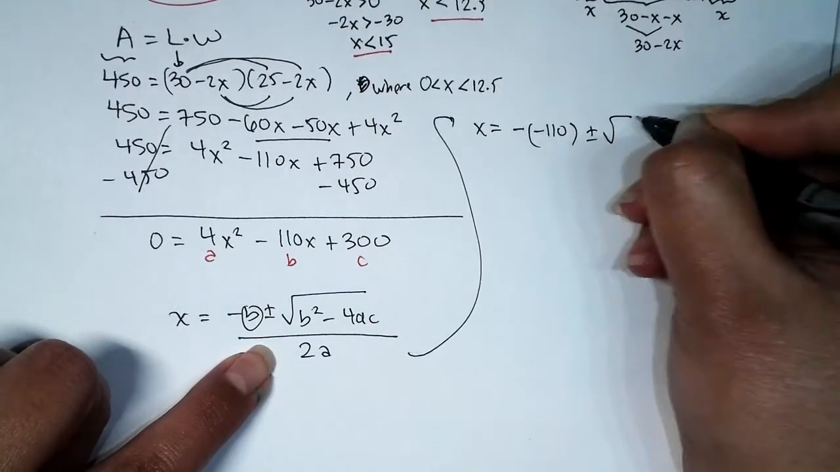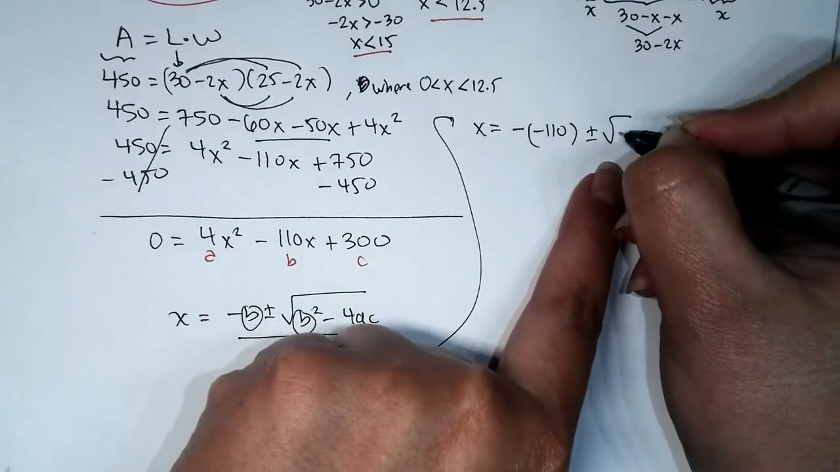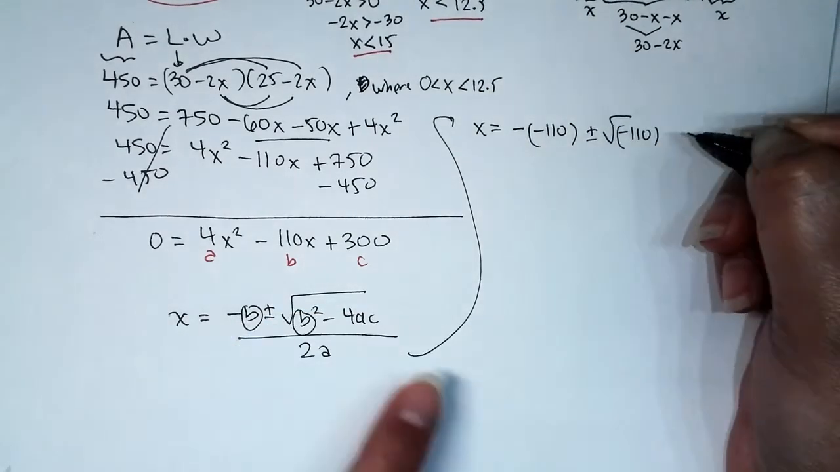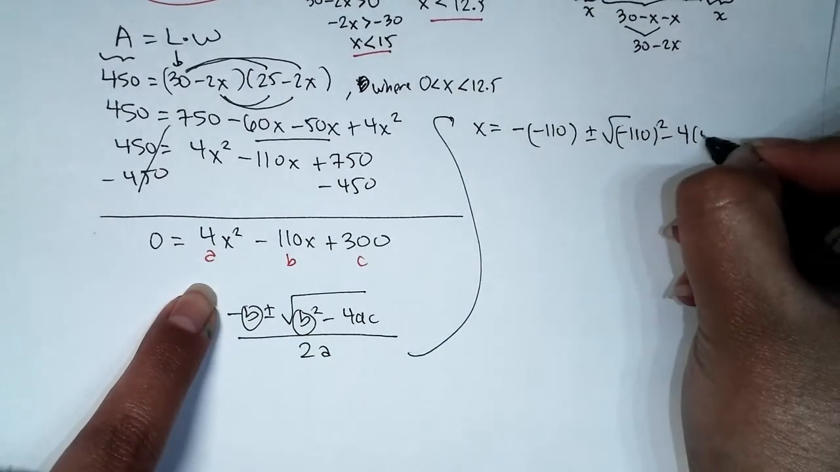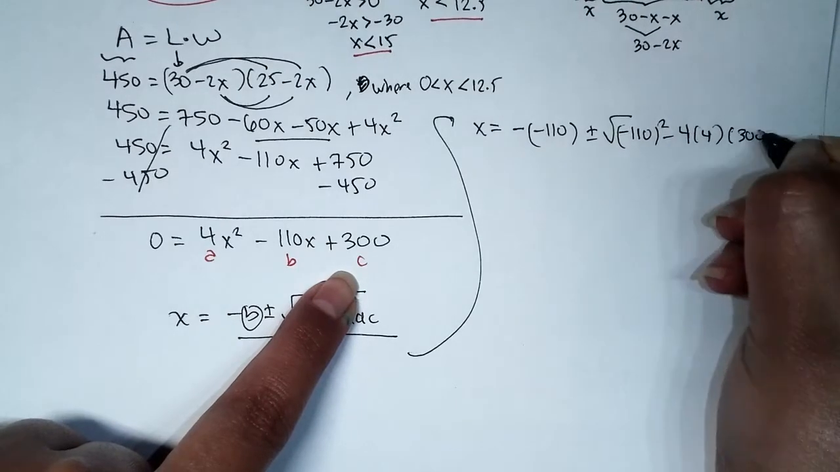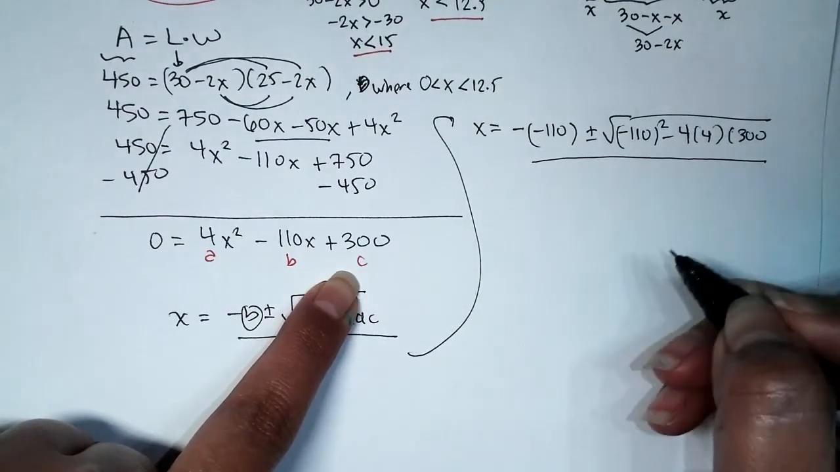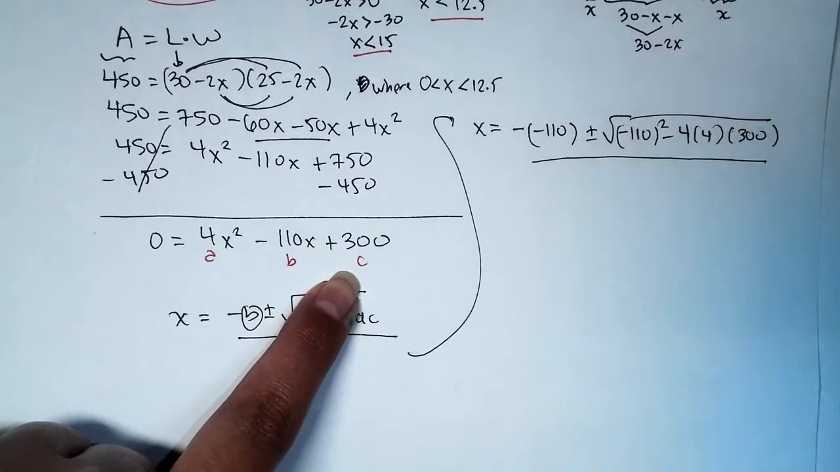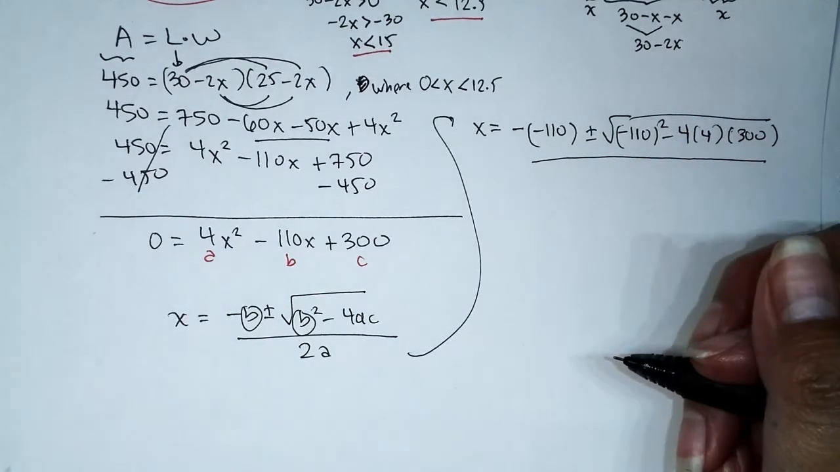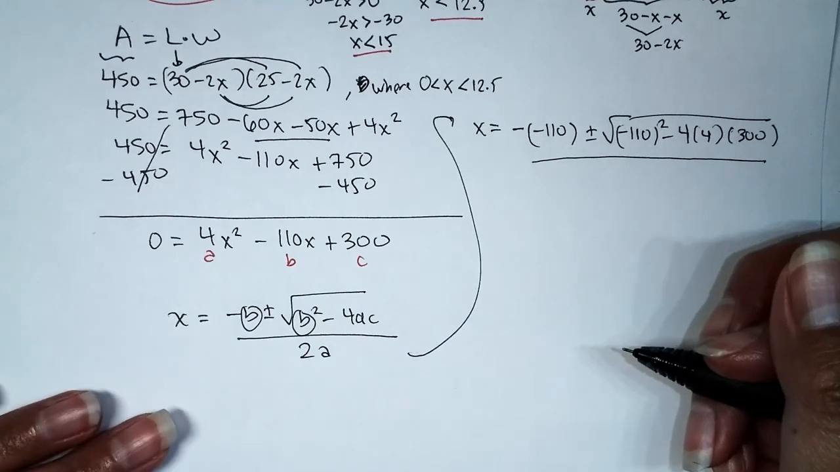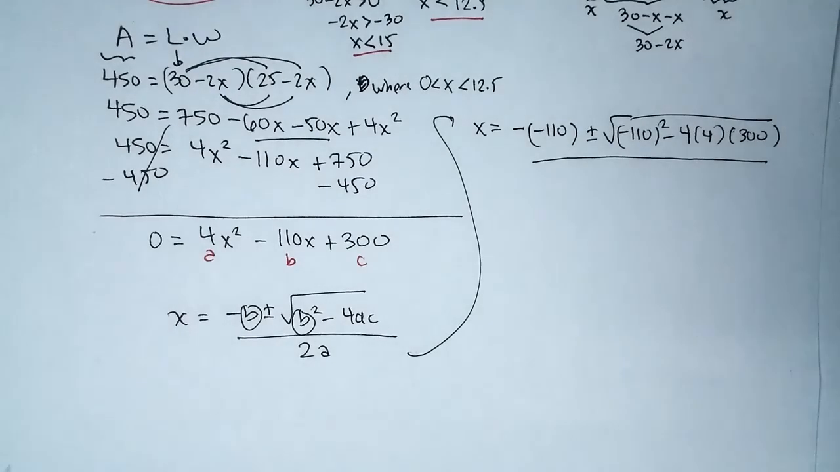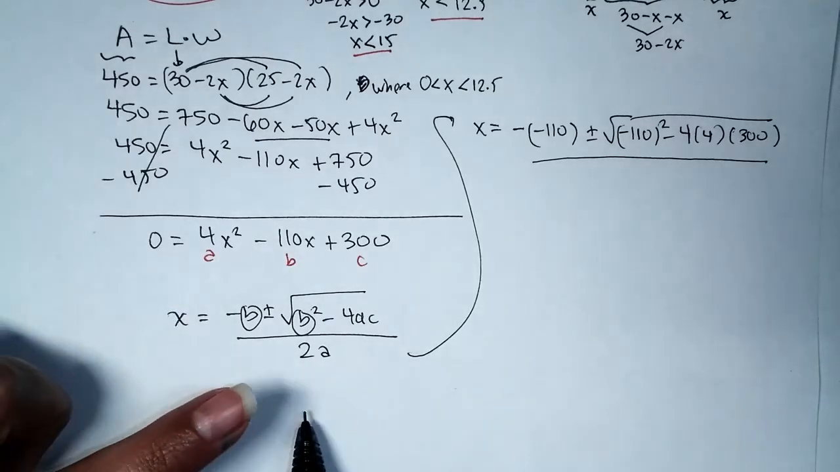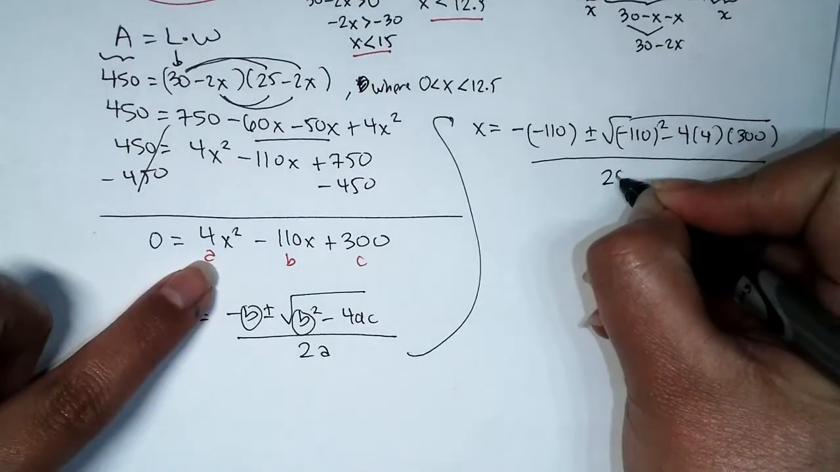Plus or minus the square root of b squared. Value of b is negative 110. B is what squared? Minus 4 times a. Value of a is 4. And value of c is 300. Bear in mind that we are not in an arithmetic course. At some point we can add, subtract, multiply, divide pretty well without a calculator, but this is an algebra based course, so we're going to use our calculator a lot at this point. To continue the formula, that's going to be all over 2a, or 2 times 4.